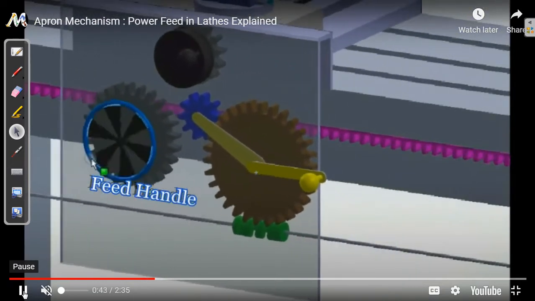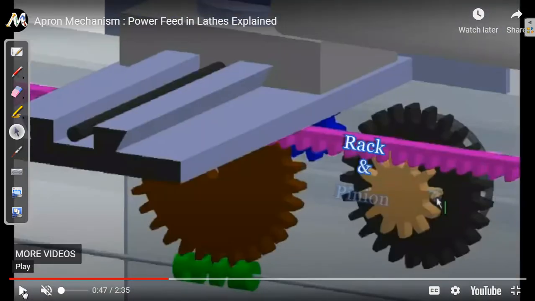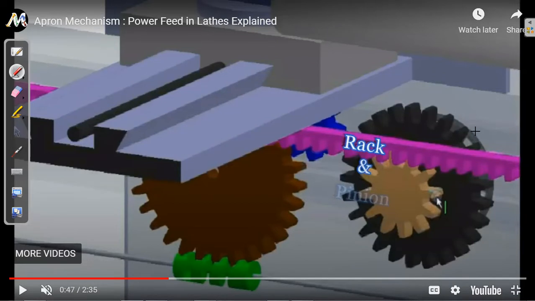Now the hand wheel you have already understood. If you rotate the hand wheel, this black gear will rotate, and on the same shaft this yellow colored gear is there, which is basically the pinion gear. This pinion meshes with the rack, and when you are rotating the hand wheel, through this mechanism the carriage moves over the bed.